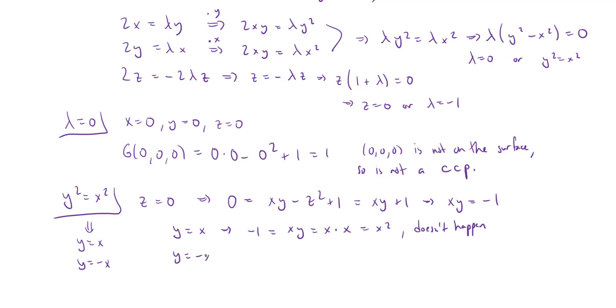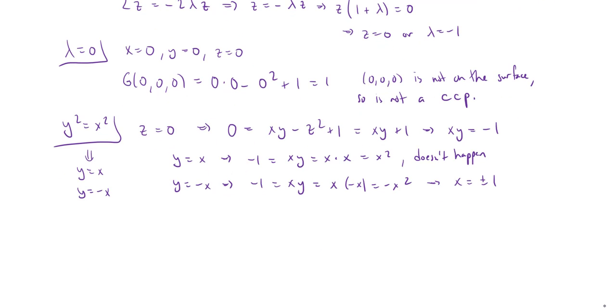And if y is equal to -x, then we'll have -1 equals xy equals x times -x, which is -x squared. And this can happen provided that x is either plus or minus 1. Right? Drop the negatives, you'll have x squared as 1. All right, so we actually get some constrained critical points in this case. So if x is 1, then we know y will be -x, so we'll get -1, and z is 0 in this case. If x is -1, y again is the opposite. We'll get +1, and z is still 0.